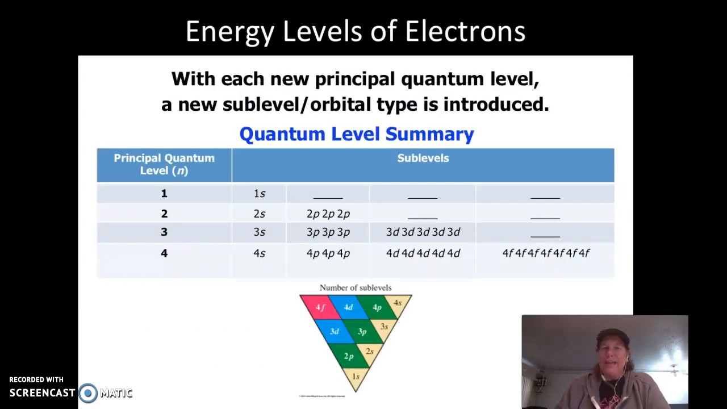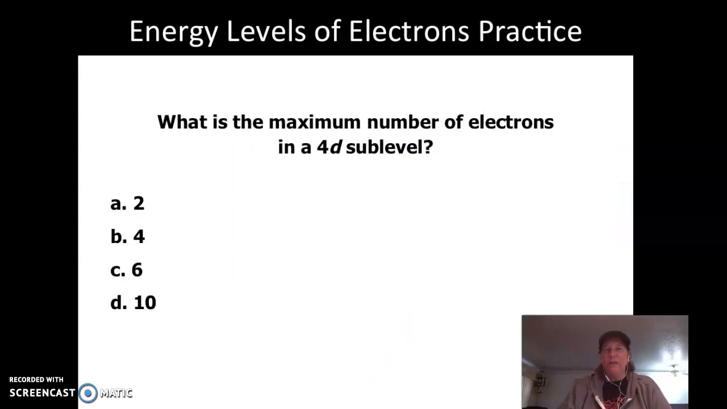This is the level. And again, this will be easier for me to show you on a periodic table. If I'm trying to figure out the maximum in the 4D, well, D has 10. S has 2, P has 6. And that's where we're going to quit.